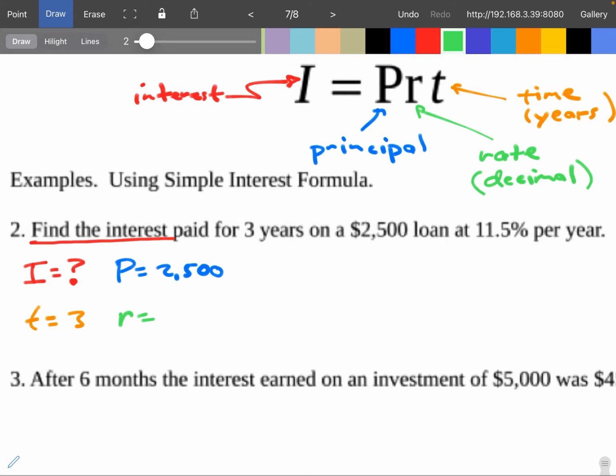And then the rate is the percentage rate. Well, we need it as a decimal. So what's 11.5% as a decimal? 0.115. Yeah, same thing as the last problem. You have to move this decimal point right here 2 places to the left, so it's 0.115. And then you just plug those into the formula and put it in the calculator. That's it. So we're going to do the interest is equal to the principal. Well, that's how much you borrowed.